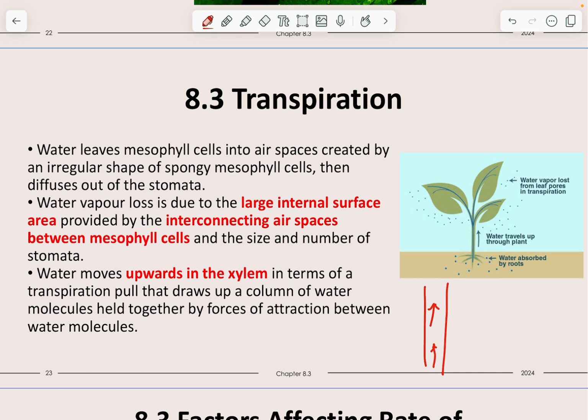At the same time, within this column, we also have a lot of cohesion and adhesion of water molecules. So now you'll be asking me, what is cohesion and what is adhesion? Cohesion is the attraction between water molecules. When one water molecule sticks to another water molecule, this is known as cohesion. But adhesion is where the water molecule sticks onto the walls of the xylem. That is the main thing that you have to know. So all of this is held together by the force of attraction between water molecules, and also by the transpiration pull that helps to suck up the water to move upwards.